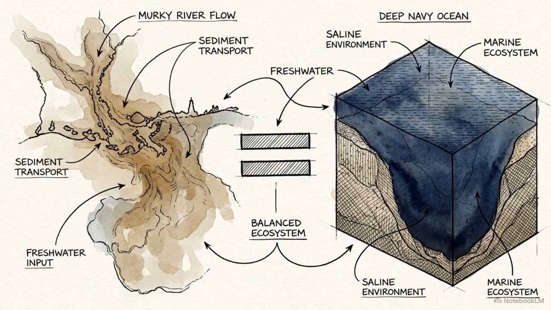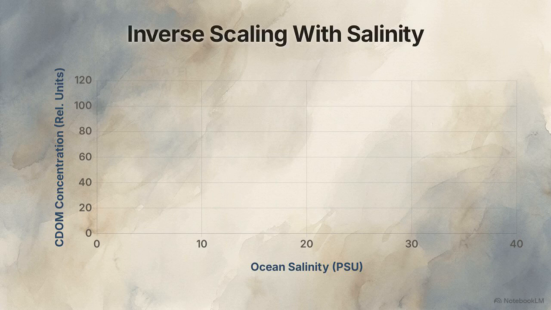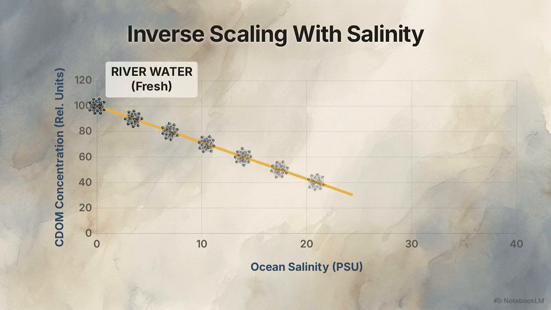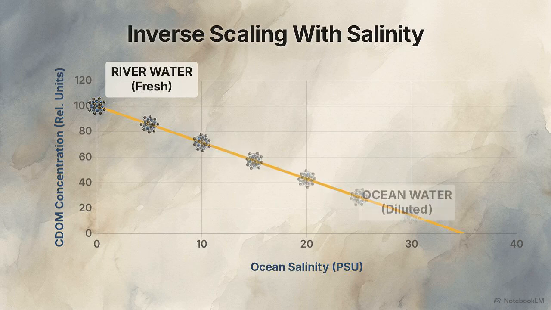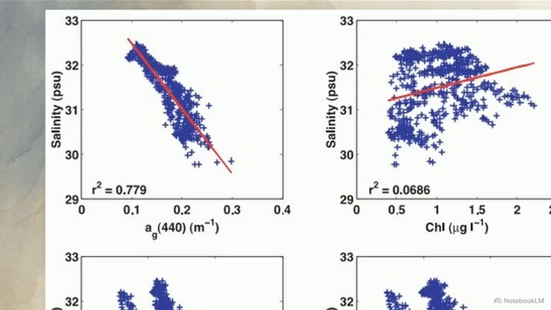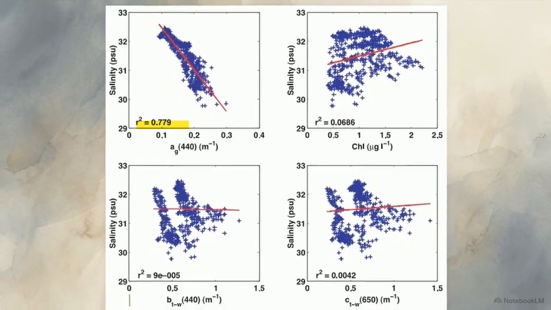The fundamental hypothesis of the tracer model is straightforward. If river water is fresh and loaded with CDOM, then its concentration must scale inversely with ocean salinity as it mixes. This scatter plot displays data collected from a mooring on the New Jersey shelf. The top left panel establishes a strict linear regression between salinity and CDOM absorption, where higher CDOM correlates directly to fresher water. Compare that reliability with other optical variables.